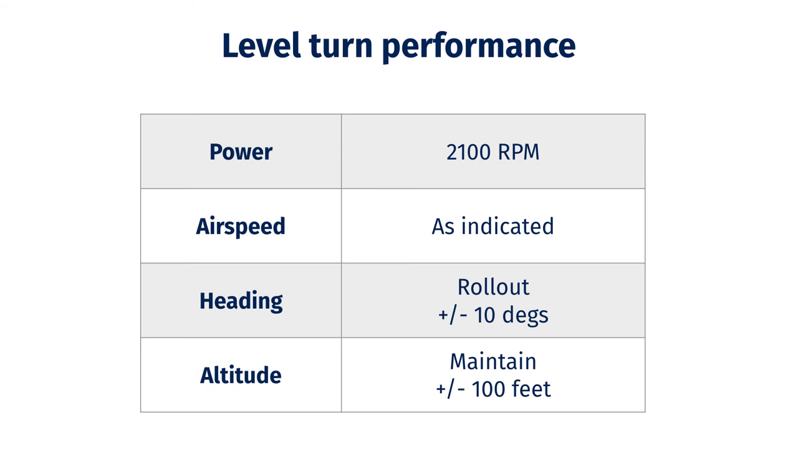performance. So for level turns, the performance you'll be expected to maintain is a constant power setting. Here we have 2100 RPM, which is a normal power setting for this maneuver, to be able to roll out onto a heading to within 10 degrees of your target.